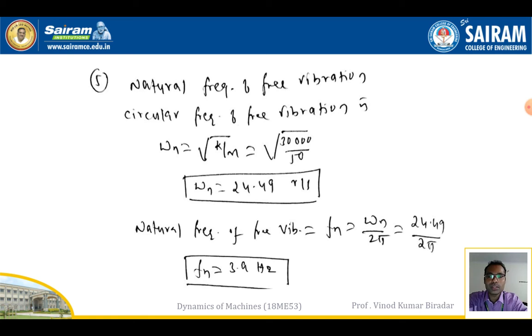Now the natural frequency of free vibration, f n, is equal to omega n by 2 pi. We know that the natural frequency is 24.49 divided by 2 pi. Dividing, you get f n is equal to 3.9 hertz.